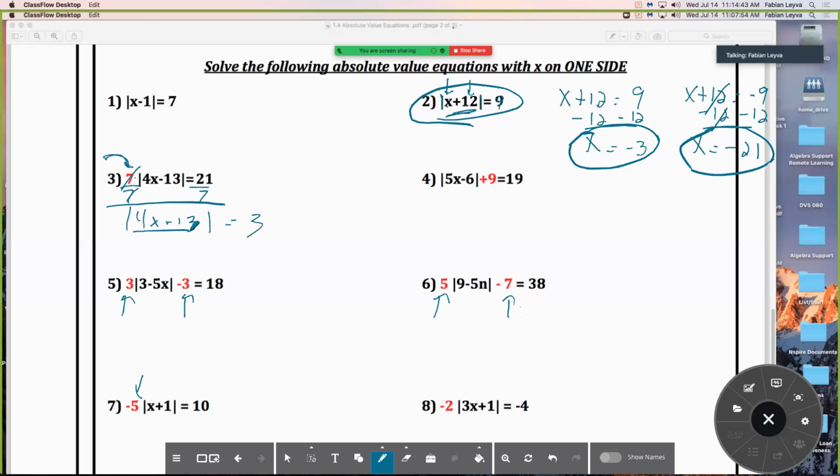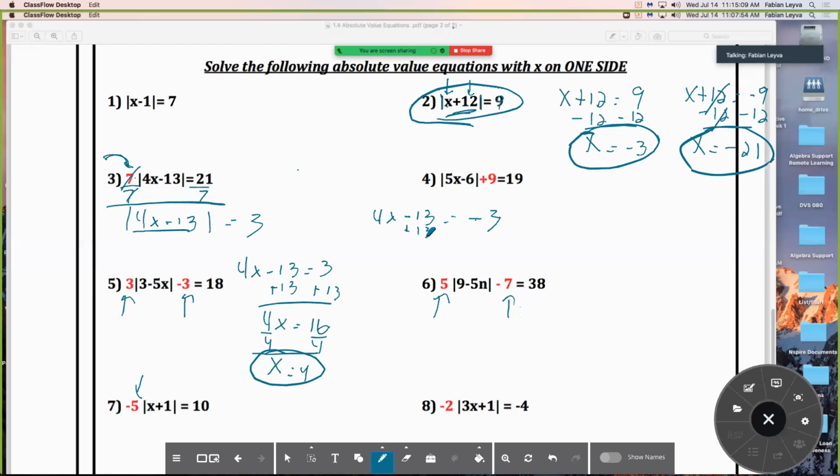So let's set the inside equal to a positive 3, and let's set the inside equal to a negative 3. Now you can solve for those separately and you'll be good to go. Let's do that. I'm going to add 13 to both sides. I end up with 4x equal to a positive 16. Dividing by 4 on both sides, x is equal to a positive 4.